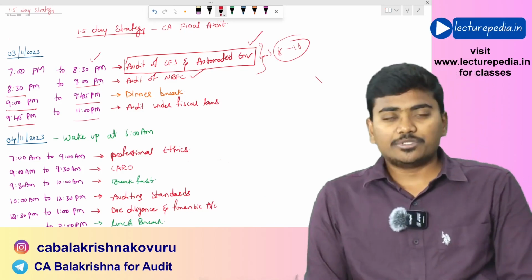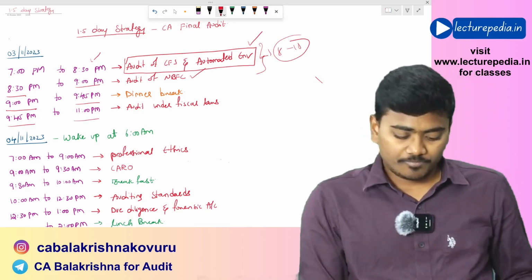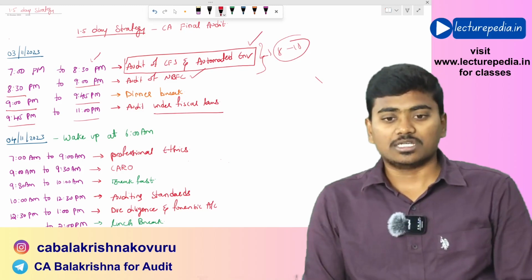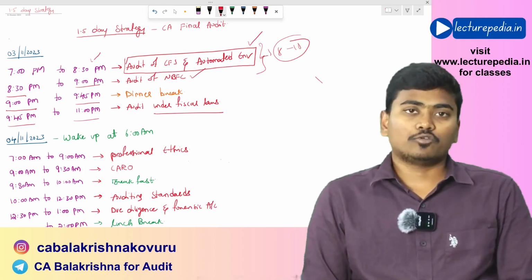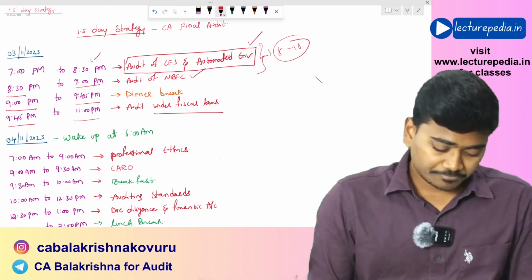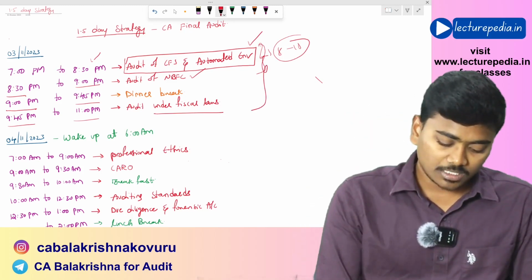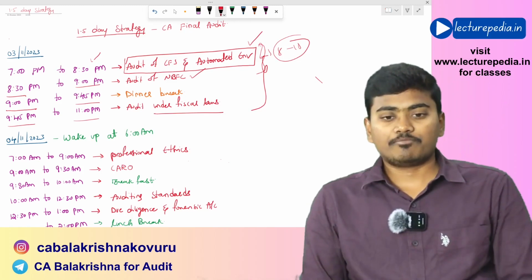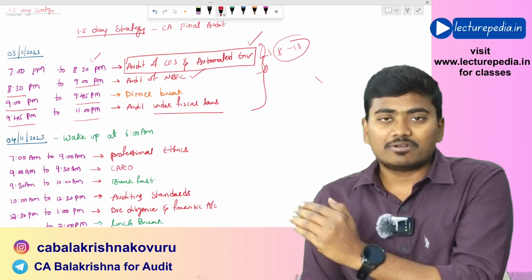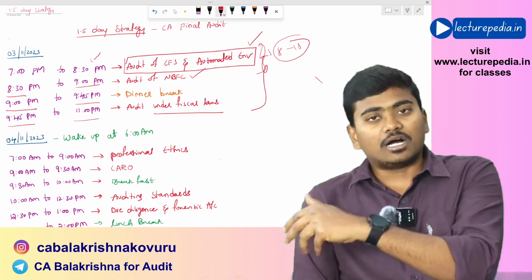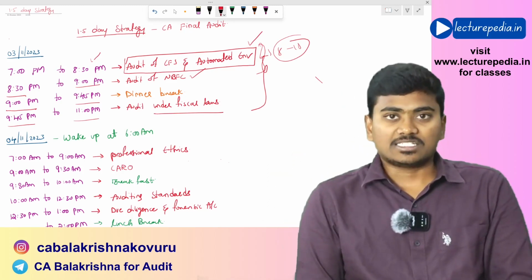Once you have your dinner break, from 9:45 p.m. to 11 p.m., take up audit under fiscal loss. Here in audit under fiscal loss also, you can expect 4 to 8 marks. So all the major chapters I'm covering first. First you will be revising all the important chapters. After that, you will be revising other chapters.